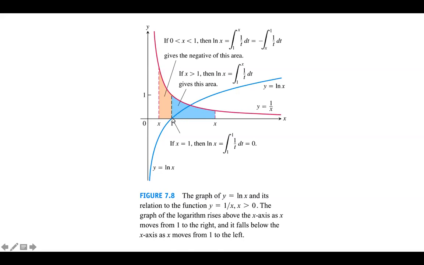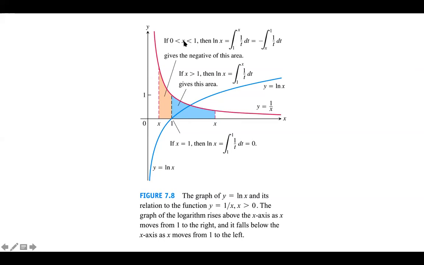Notice if x equals 1, this function just turns into the integral from 1 to 1 of 1 over t dt. And hopefully you remember from Calc 1 that whenever you integrate a function from a to a, that is automatically 0. And then if x is between 0 and 1, for example, let's say x is 1/2, then you would have the integral from 1 to 1/2 of 1 over t dt. And another Calc 1 property of integrals is that the integral from 1 to 1/2 is the opposite of the integral from 1/2 to 1.